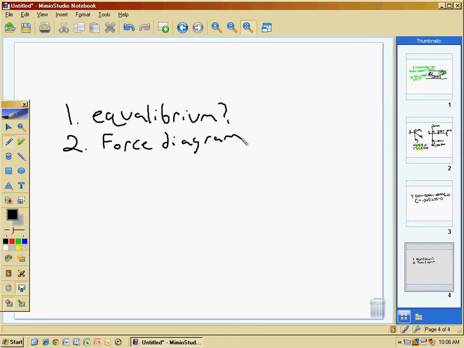Force diagram. Step 3. Break your vectors up into components. Step 4.